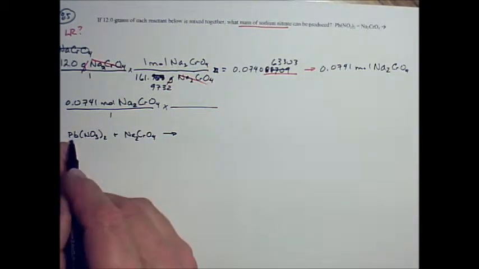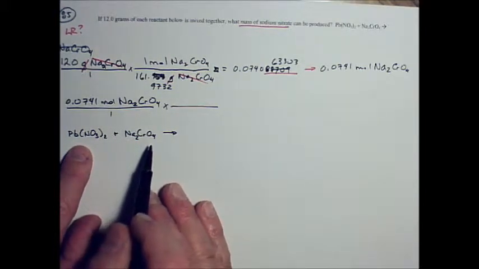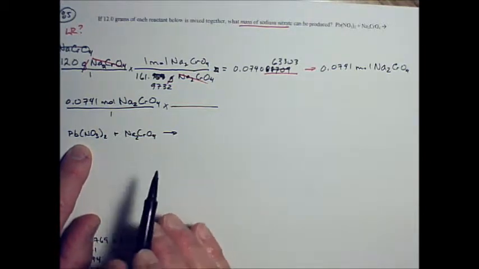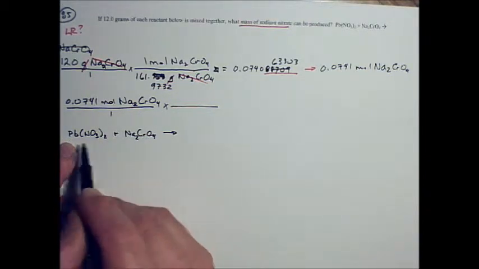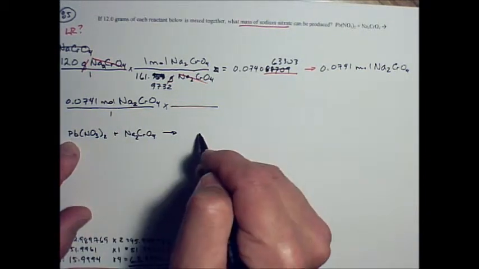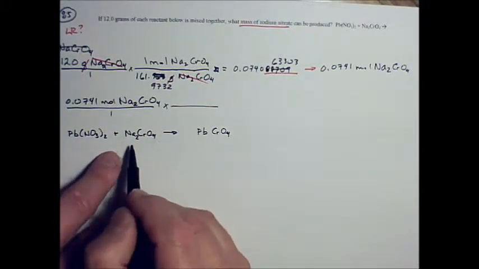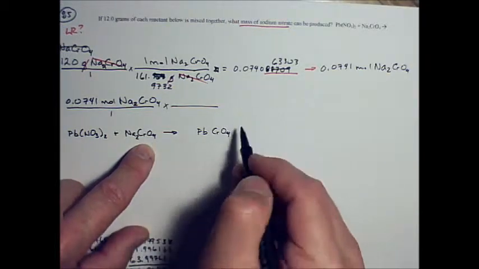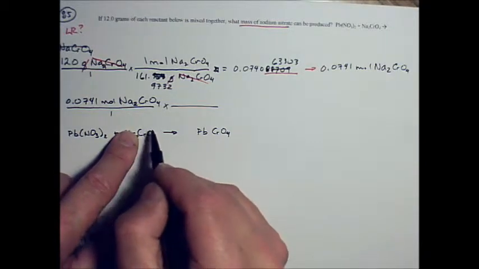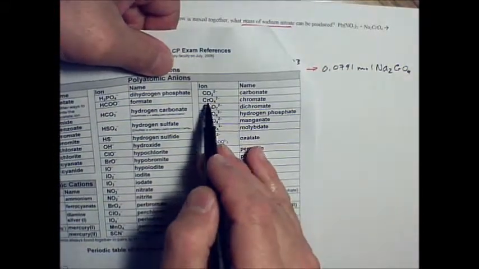So lead is going to go with the chromate. This is a double replacement reaction. I have two ionic compounds, so the most likely type of reaction is double replacement. The front part goes with the back part. So we're going to put Pb and CrO4 together. Subscripts, remember, only travel when they're actually part of a polyatomic ion, and this 4 is part of this polyatomic ion. You can find that polyatomic ion on your list of common ions in your test references. Chromate is right there.